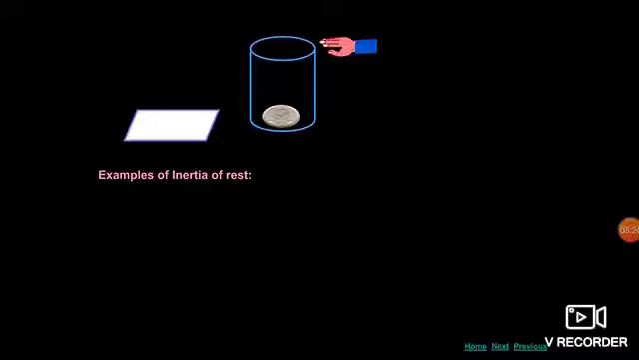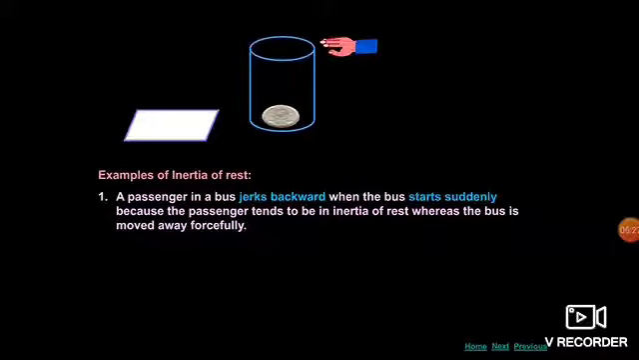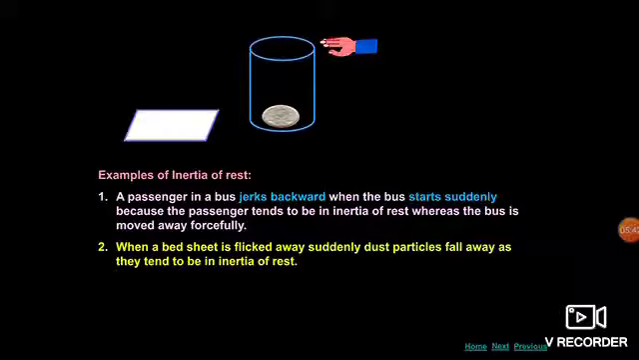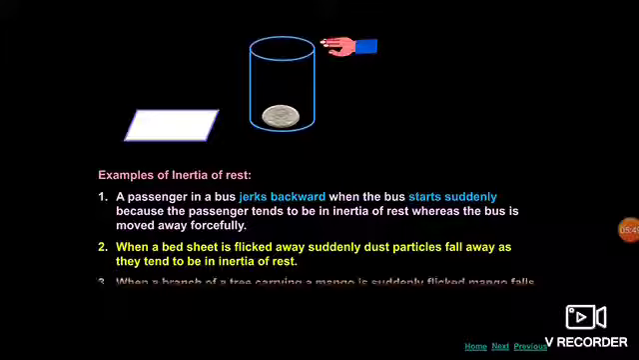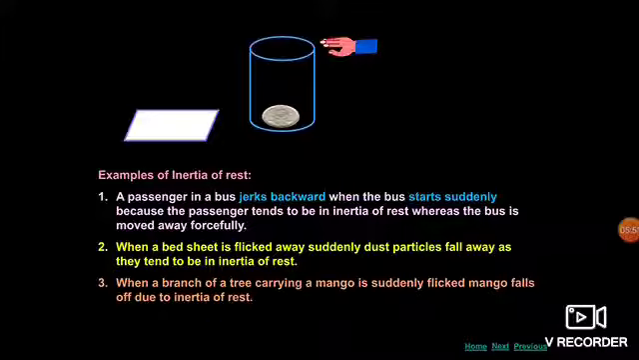Example of inertia of rest. A passenger in a bus jerks backward when the bus starts suddenly because the passenger tends to be in inertia of rest, whereas the bus is moved away forcefully. The engine is applying that force. When a bed sheet is flicked away suddenly, dust particles fall away as they tend to be in inertia of rest only. When a branch of a tree carrying a mango is suddenly flicked, the mango falls off due to inertia of rest.